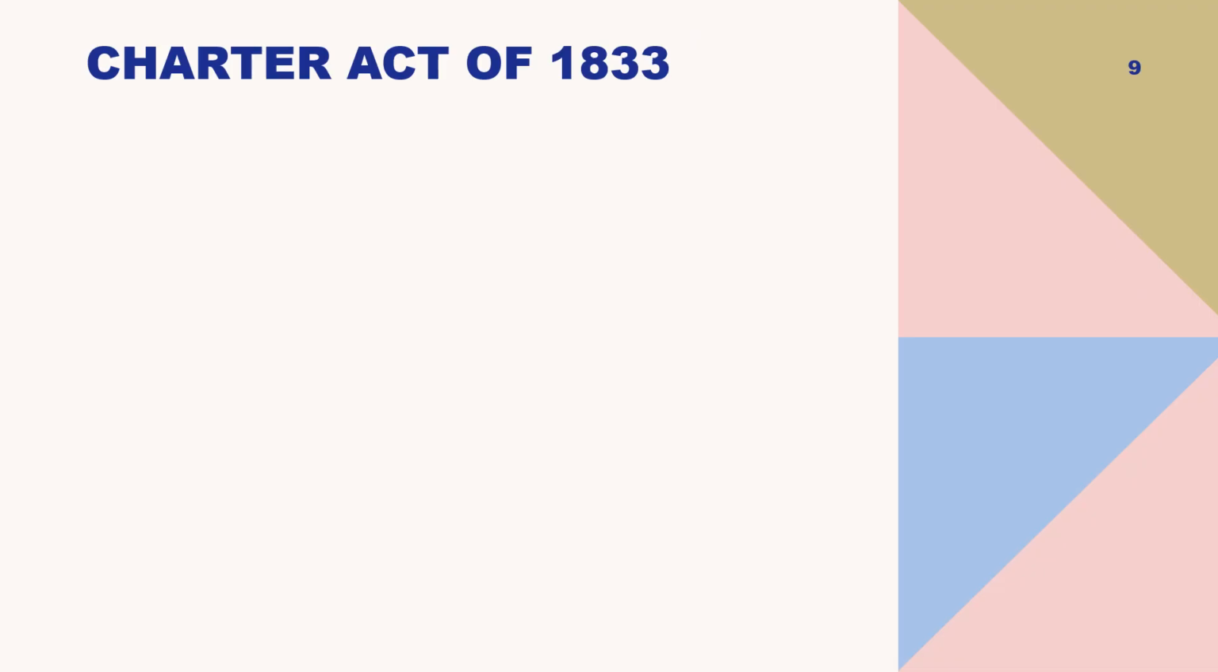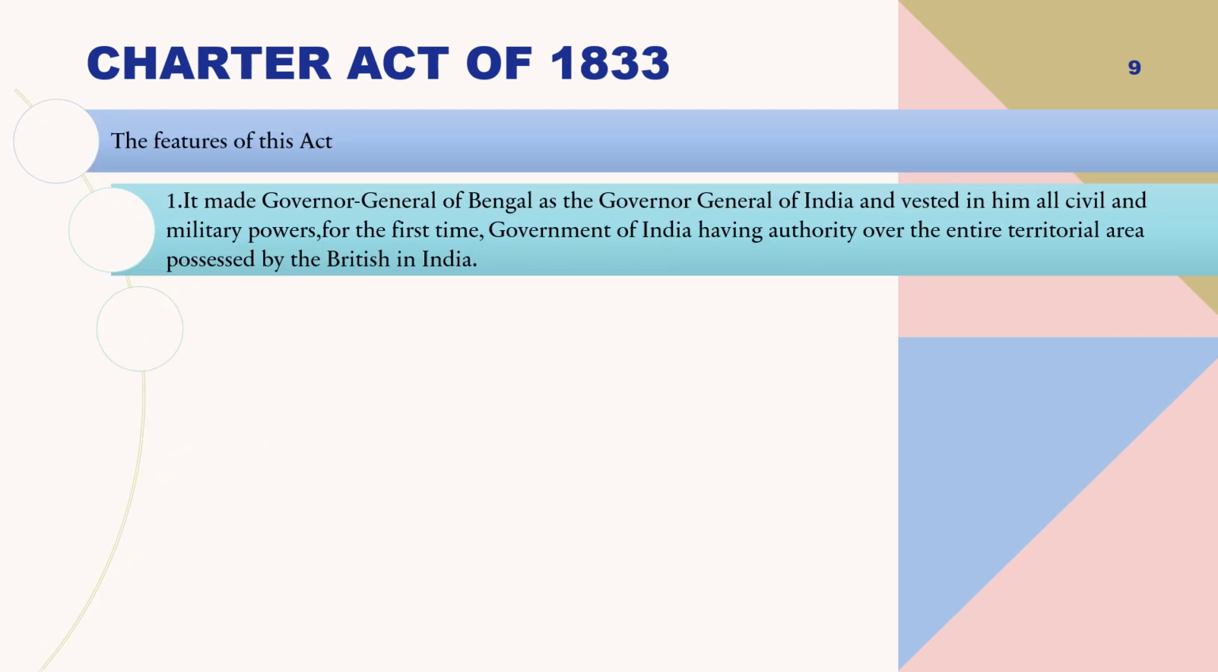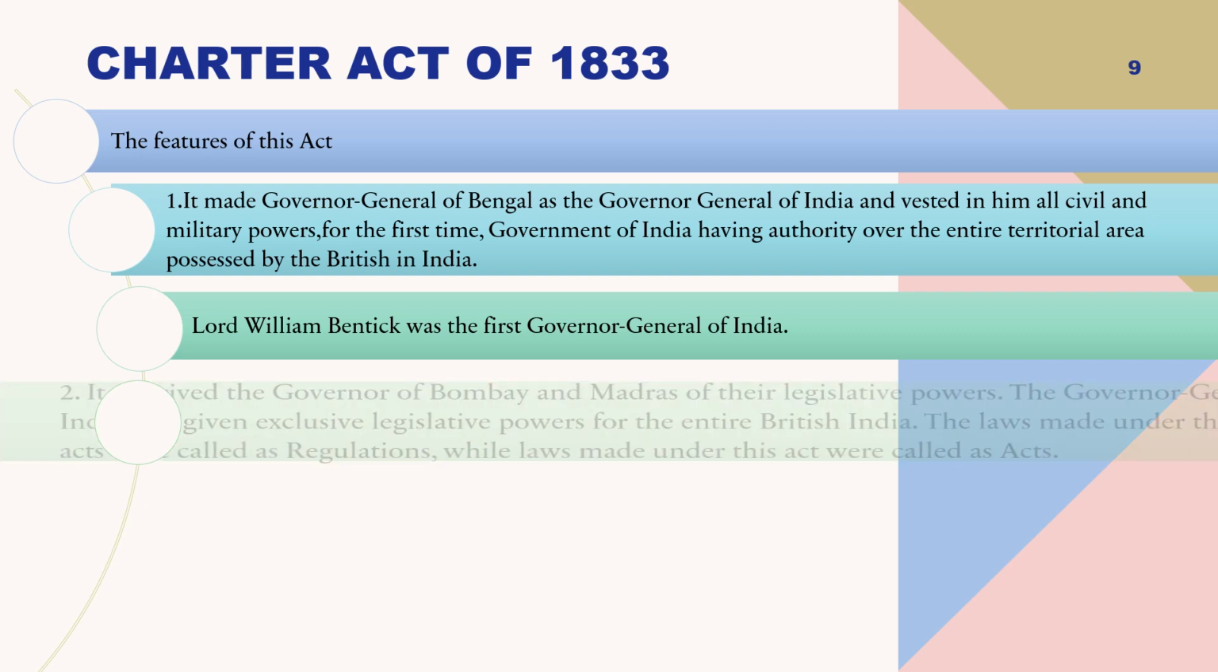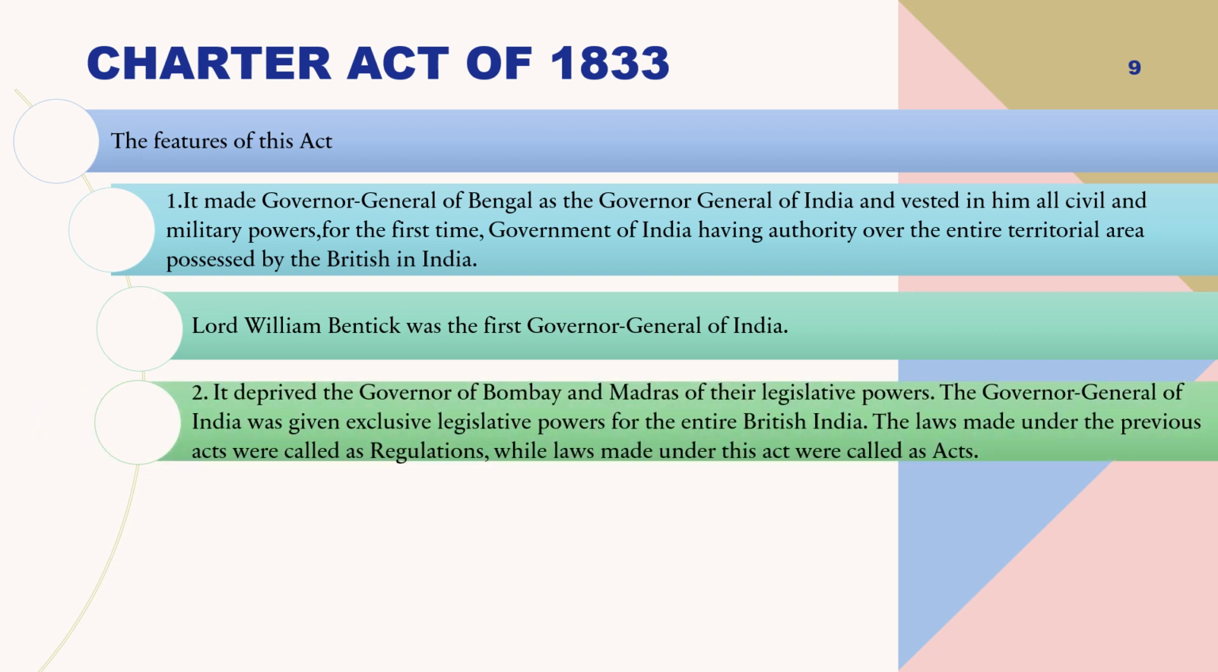Charter Act of 1833 made the Governor General of Bengal the Governor General of India, and vested in him all the civil and military powers for the first time. Lord William Bentinck was the first Governor General of India, and this act deprived the governors of Bombay and Madras of their legislative powers. The Governor General of India was given exclusive legislative power for the entire British India.